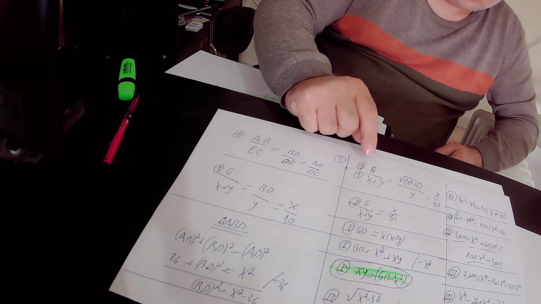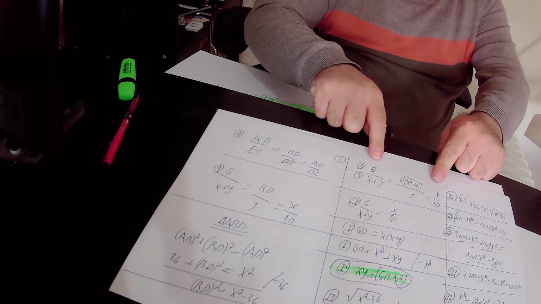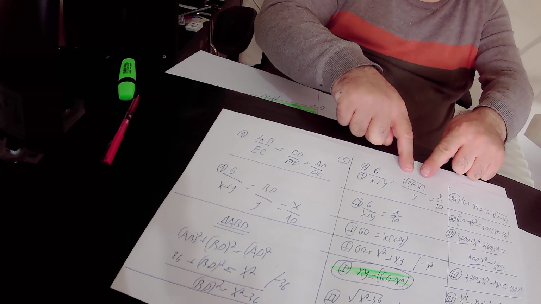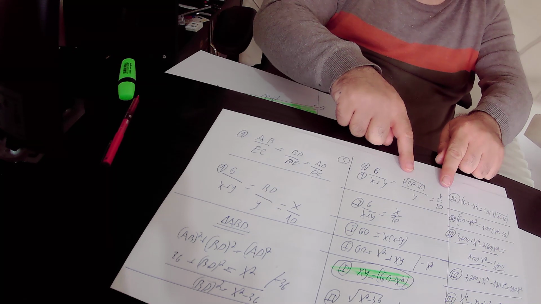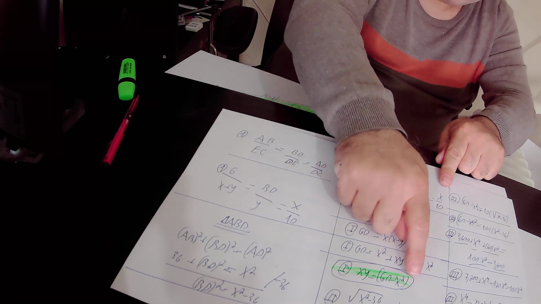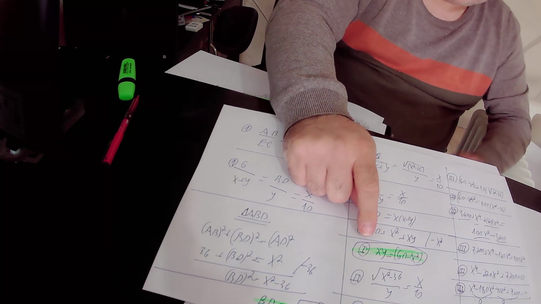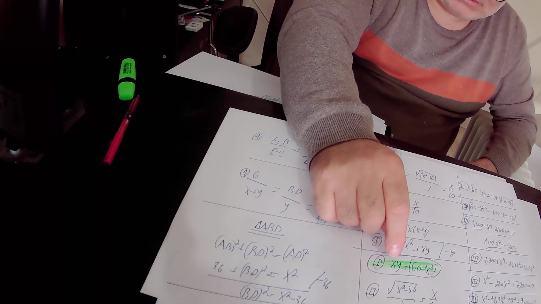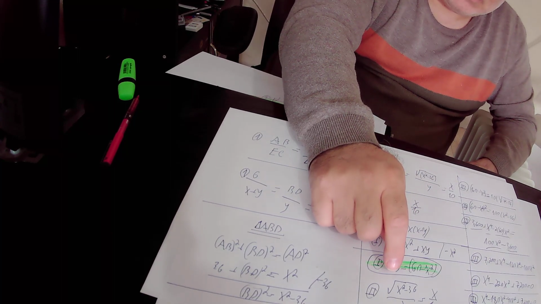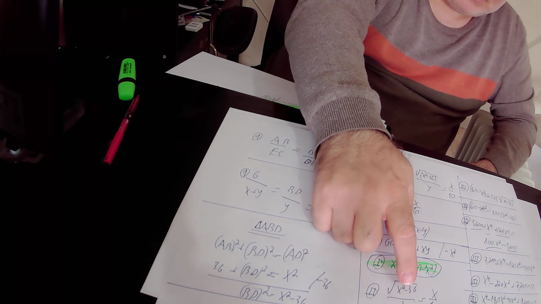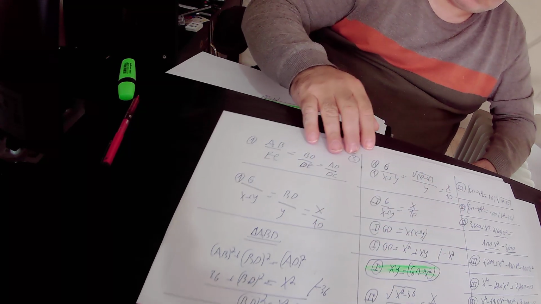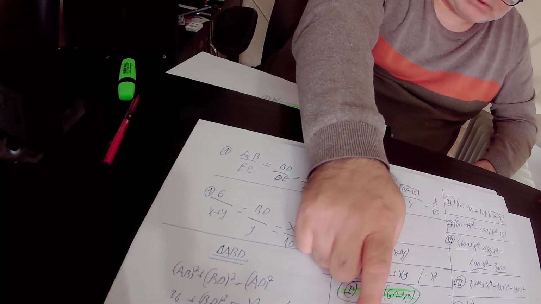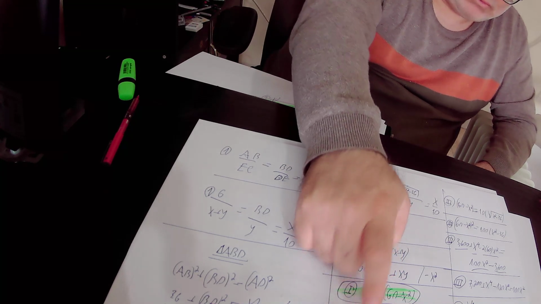Then we created equation number 2 from this long equation. According to equation number 2, the square root of X squared minus 36 over Y equals X over 10. We cross multiplied this equation, equation number 2, and we got that 10 times the square root of X squared minus 36 equals XY. We squared both sides of equation number 2.